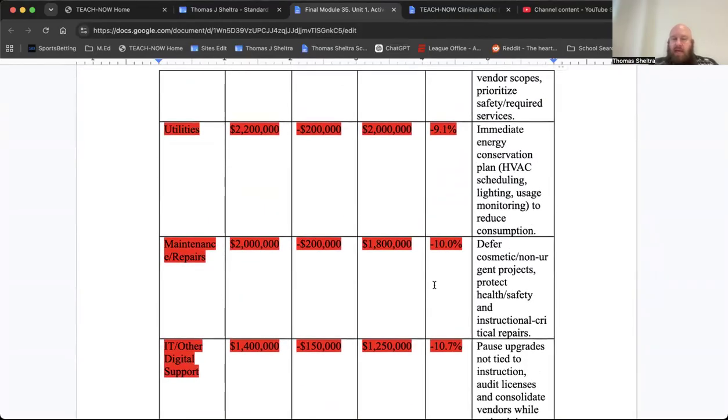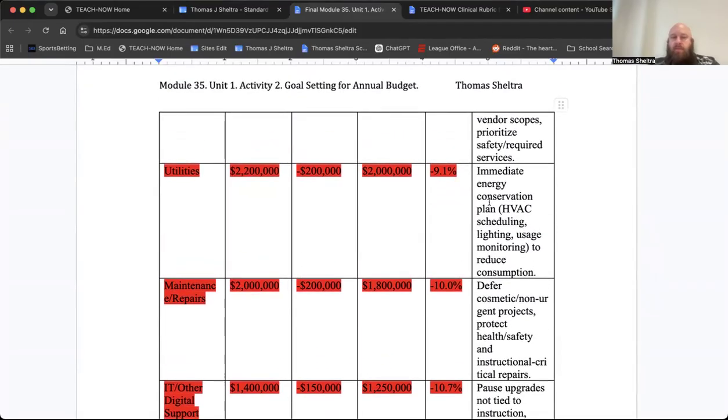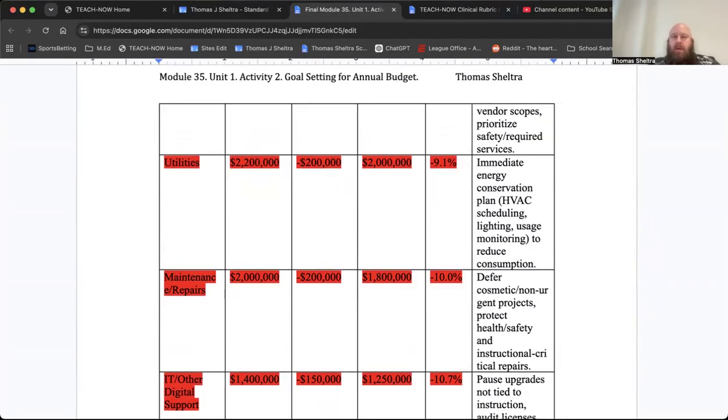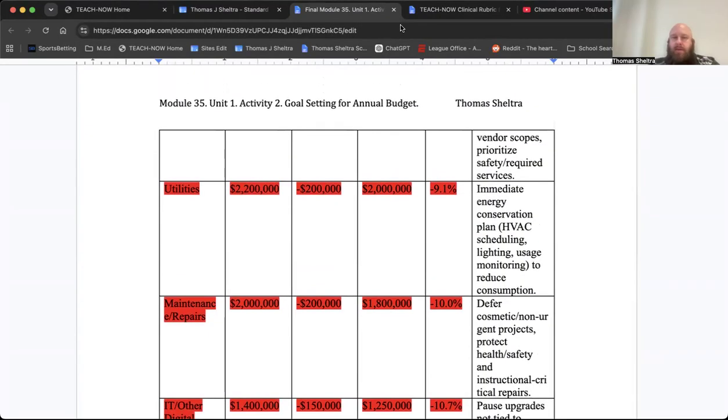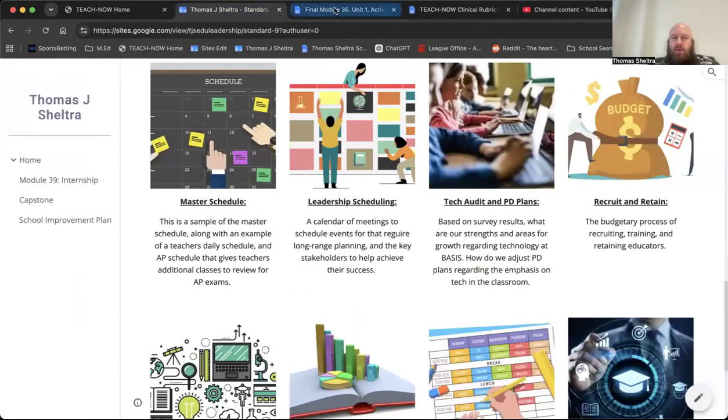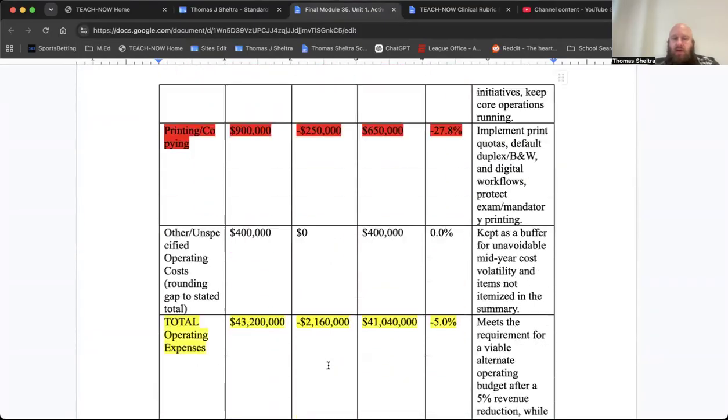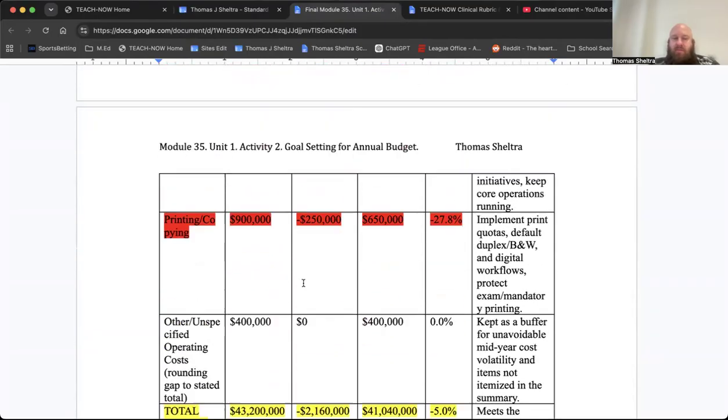Again, maintenance and repairs. We are a very new school, but I think a lot of money can get spent and frankly kind of wasted on cosmetic things that don't necessarily need to be done right away or as frequently. And I think that's where money could be spent a little more wisely. So here was an operating budget with cuts to save money.